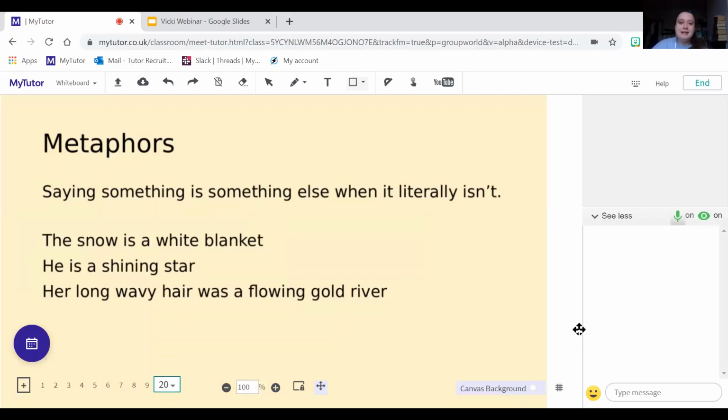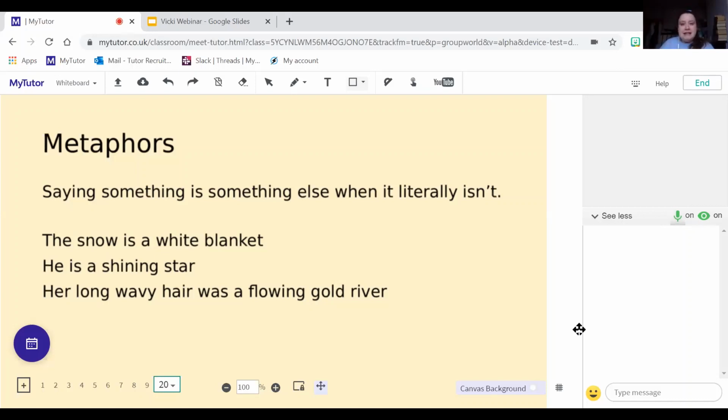Is this the same as an extended metaphor? Yes, to an extent. A metaphor is just a short, concise sentence. With an extended metaphor, you expect that to go on over a number of sentences, maybe a paragraph, where you keep using that metaphor and linking it in with other things. So yes, it is similar, but it's just a metaphor that goes on for a longer period of time, effectively.